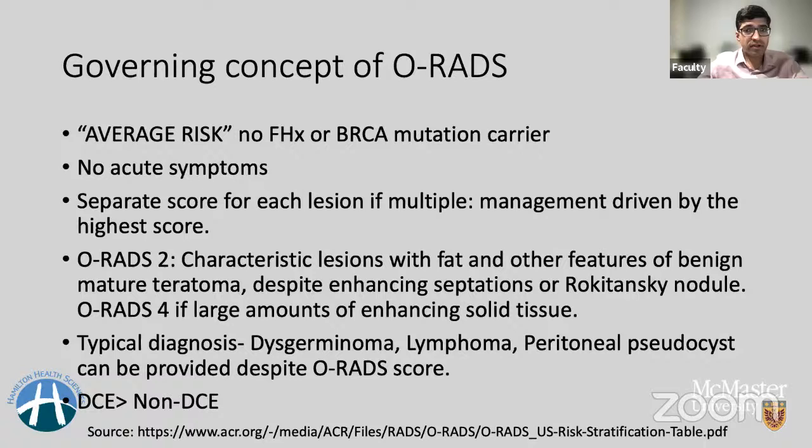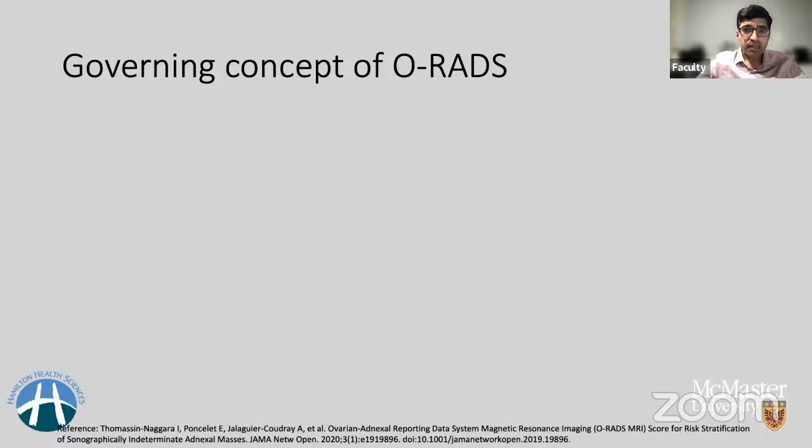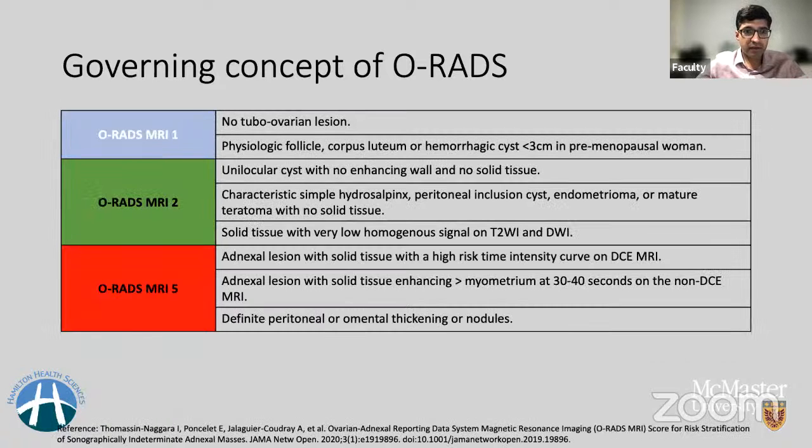Then dynamic contrast enhancement is favored over non-dynamic contrast enhancement. But even if you don't have dynamic, you can start working with non-dynamic, as at least it will give you a good idea whether it is an O-RADS category 5 or 4 lesion. This is a very nice table from the ACR website.